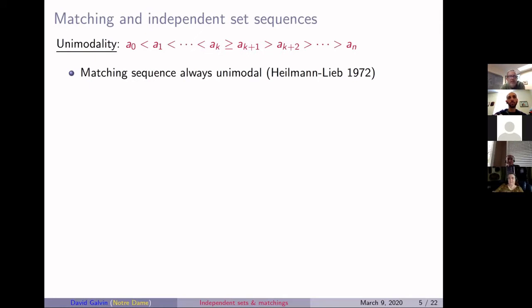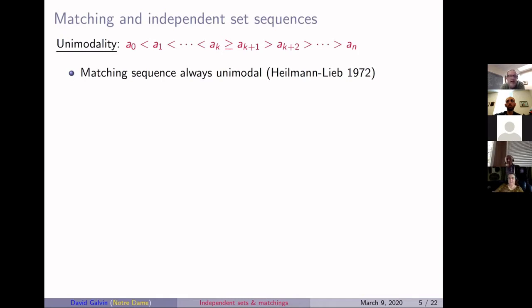You might look at these 2 examples and wonder, is this just dumb luck? Was this just a consequence of the particular example I picked, or is there some general phenomenon here? For the matching sequence, the answer is yes. It follows from the seminal theorem of Heilmann and Lieb that says that the generating polynomial of the matching sequence, even for an arbitrary weighted graph, has all real roots. It follows that the sequence is not just unimodal, but actually log concave.